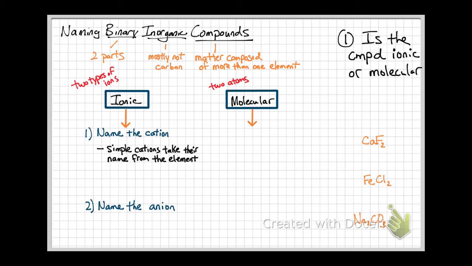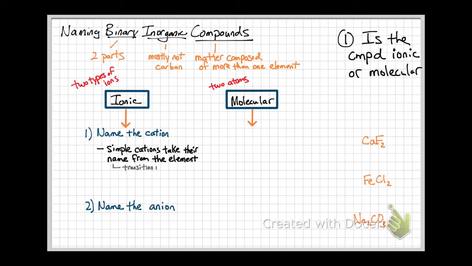Naming cations is fairly straightforward. For simple cations, that is, cations that are composed of just one atom with a positive charge, they simply take their name from the name of the element. So if you know the names of the elements, this is pretty straightforward.